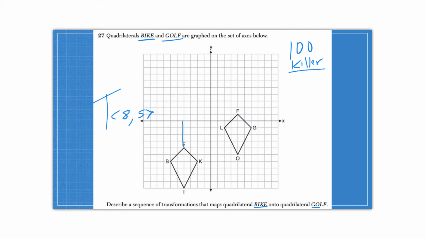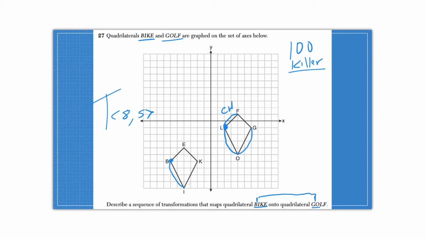But the reason that that's not okay is that quadrilateral BIKE, which is moving counterclockwise, is going to be mapped onto quadrilateral GOLF, which is moving clockwise. So the orientation here is not correct. If we just translate up 5 and right 8, then B will go on L, where B is supposed to go with the first letter here, which is G. And so we need to fix that.